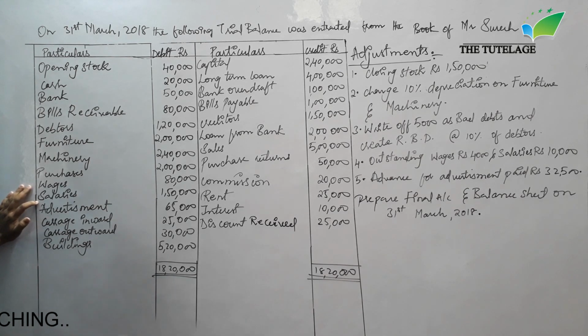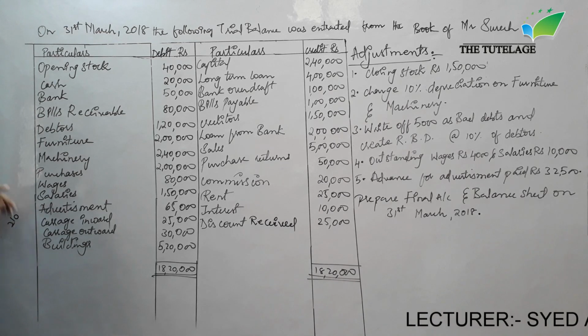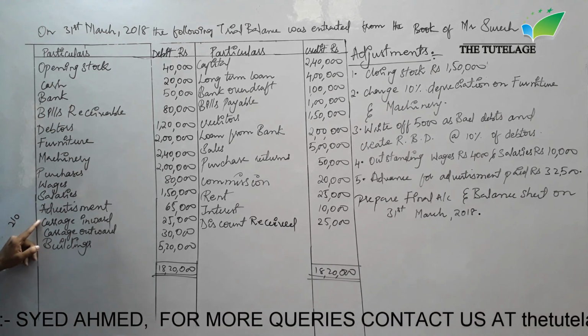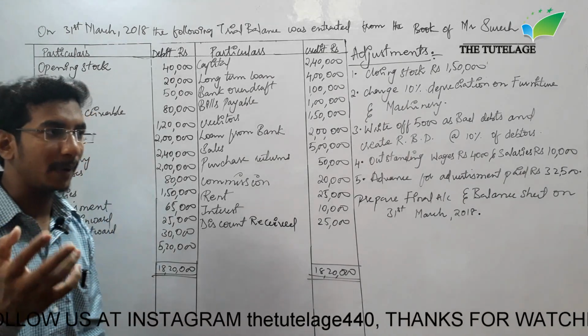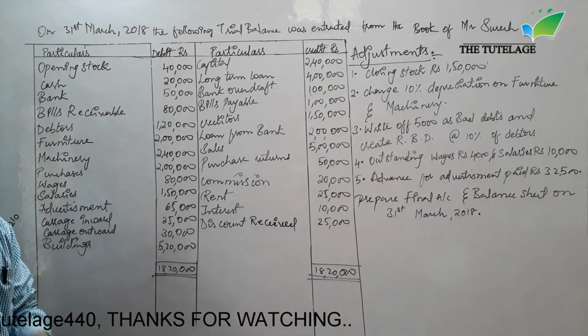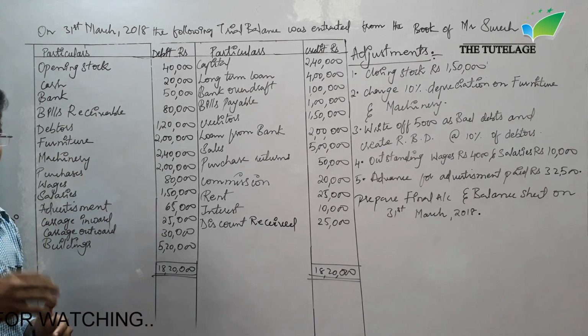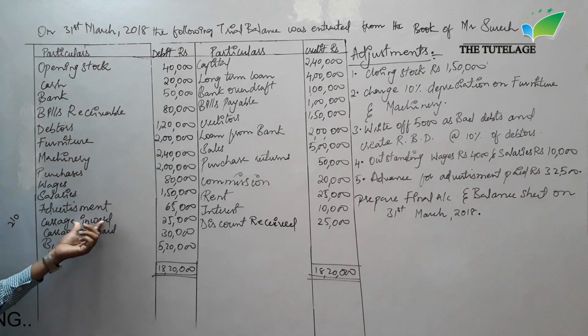Salaries is an expense, we should record in the profit and loss account debit side. Advertisement is also an expense, we will record on the debit side of the profit and loss account. Carriage inwards means when we purchase goods from the supplier, we pay some carriage expenses. The expenses paid on purchasing the goods are called carriage inwards. We should record on the debit side of the trading account.